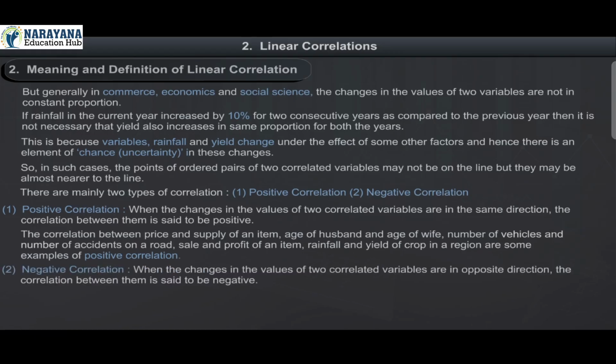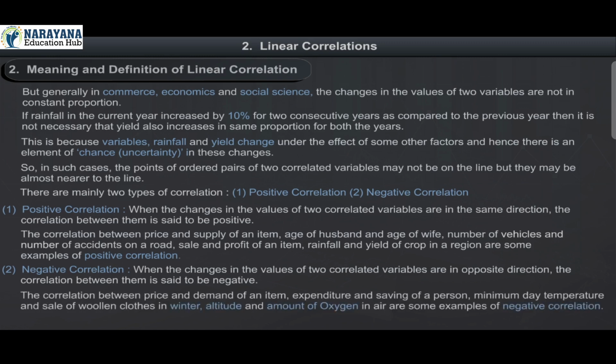Number 2, negative correlation. When the changes in the values of two correlated variables are in opposite directions, the correlation between them is said to be negative. The correlation between price and demand of an item, expenditure and saving of a person, minimum day temperature and sale of woolen clothes in winter, altitude and amount of oxygen in air are some examples of negative correlation.